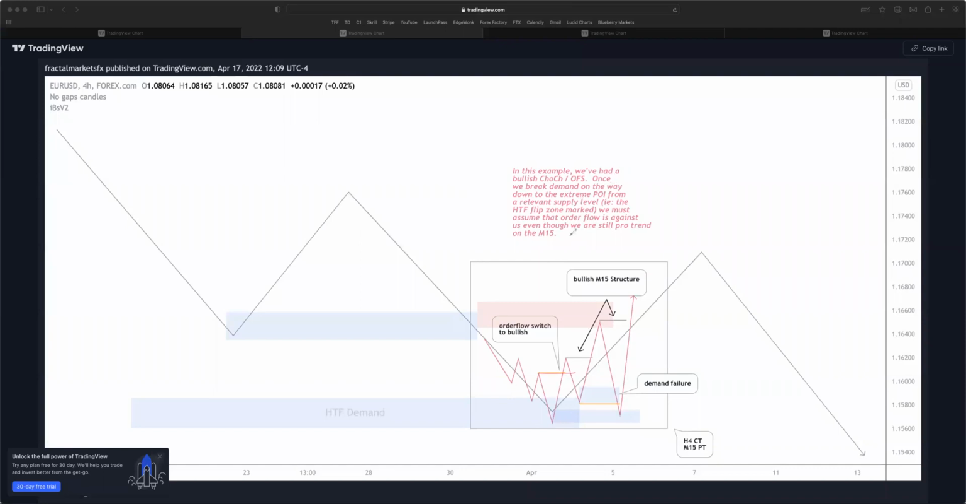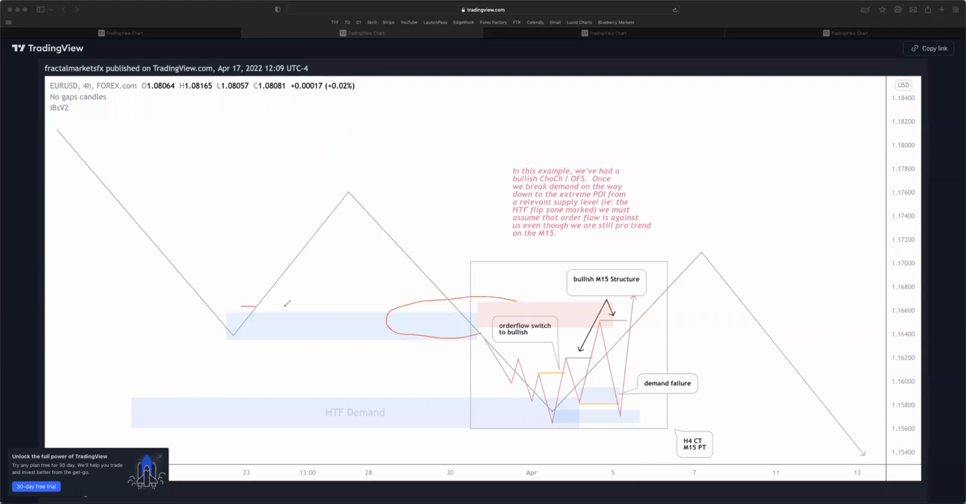Okay, bullish change of character, right? Also known as what we like to call an order flow shift, right? So order flow shifted here because we've had the chalk, is essentially what it is. Order flow, at its origin, is just a change of character. That's all we look at it as, okay? Once we break demand on the way down to the extreme POI from a relevant supply level, i.e. the higher time frame flip zone.